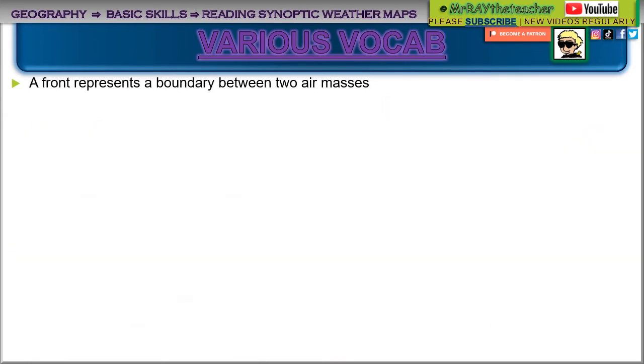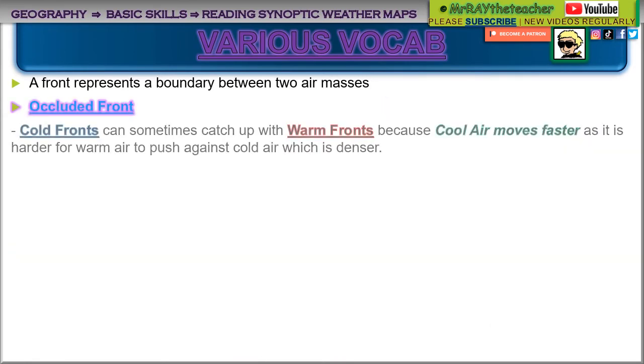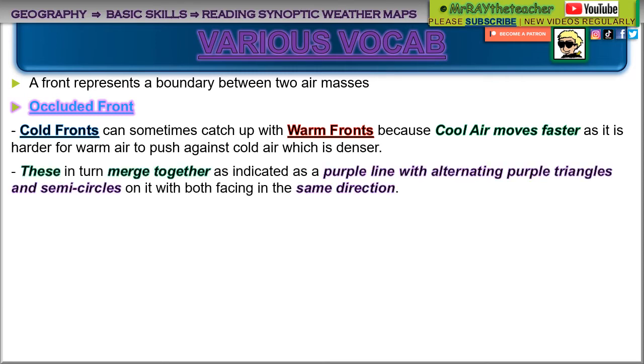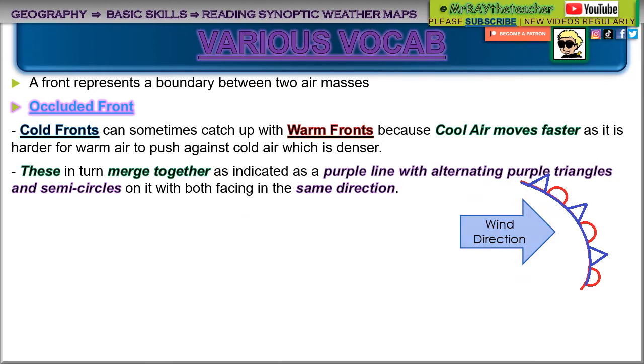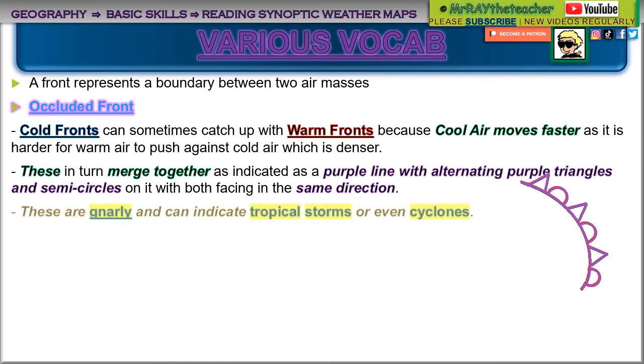A front represents, again, a boundary between two air masses. An occluded front, they're cold fronts that can sometimes catch up with warm fronts because cool air moves faster as it's harder for warm air to push against cold air, which is denser. And these, in turn, merge together, as indicated as a purple line with alternating purple triangles and semicircles on it, with both facing the same direction. So there's your wind direction of the warm wind. Oh, the cold wind's caught up. And, ooh, blue and red make purple. So there's your magic.